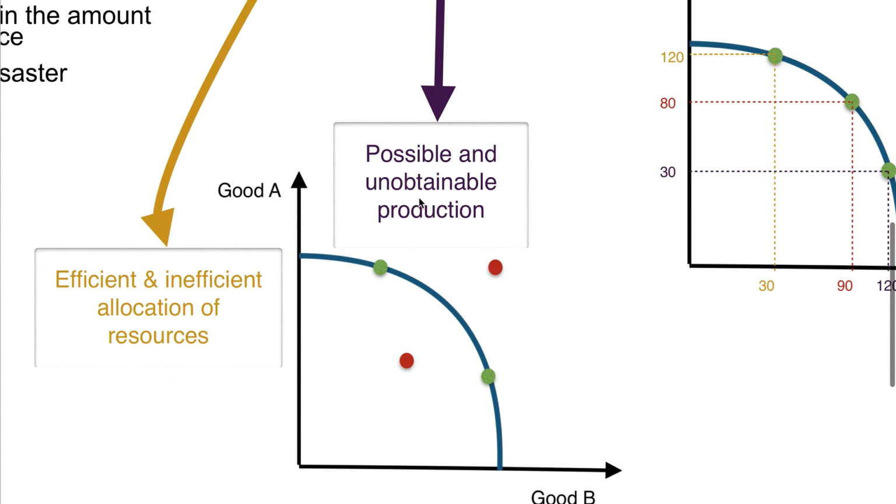And now looking at the possible and unobtainable production, well, this one here is our unobtainable production because it's not on our PPF, which means that yes, we'd love to be over this area here where we've got economic growth, but currently, with the amount of resources in the economy, it is not obtainable.